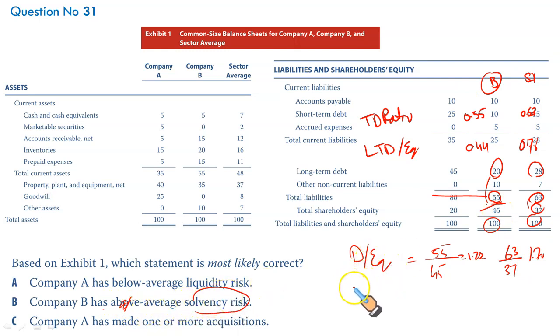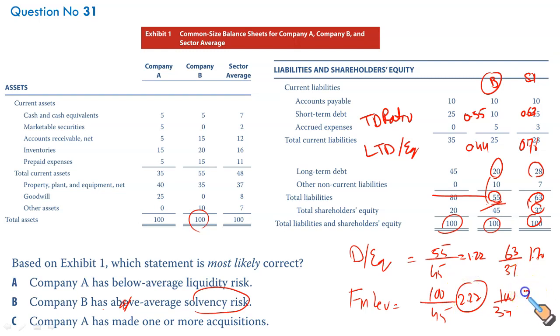Let us try the financial leverage also. Financial leverage is equal to total assets divided by total equity. So total assets are 100, so it's 100 divided by 45. And for the sector average, it's going to be 100 divided by 37. So in this case, again, it is 2.22 versus 2.70. So as you can see, in all these measures, company B has proved to be below average solvency risk than the sector average. So that is wrong as well. It's a wrong option.